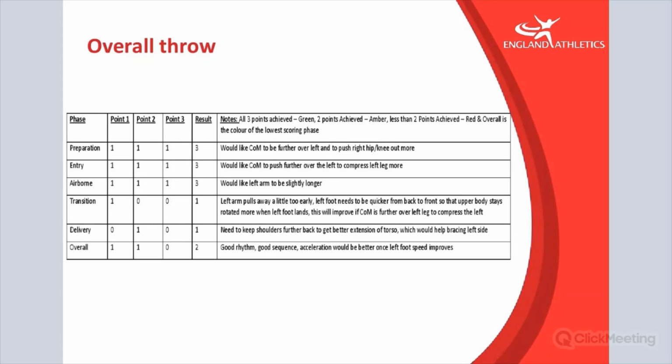The next phase is the entry. Again, she got the 3 points right. The 3 points being athletic position, arms fully extended, right hand behind right hip, left arm inside left hip. And then the final one for entry would be shin angle at 30 degrees, compressing over the left leg. I can go through those again in a minute.